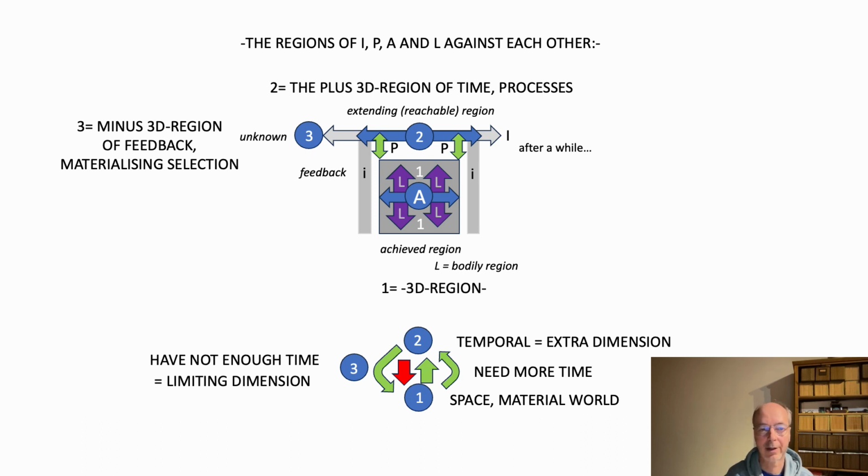These three regions: the A for the first three dimensions, the P standing for an element or a growing process in the plus dimensions, let's say the time dimensions, and the I expressing the last three dimensions, which are mostly the minus dimensions. So they try, via feedback, to reach the original three dimensions by selection.